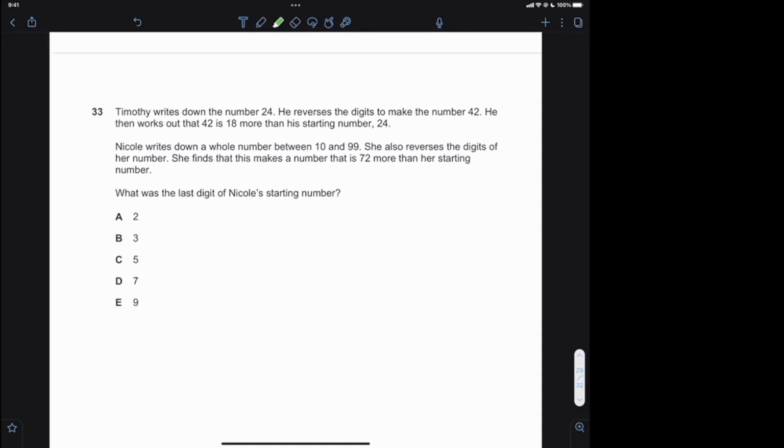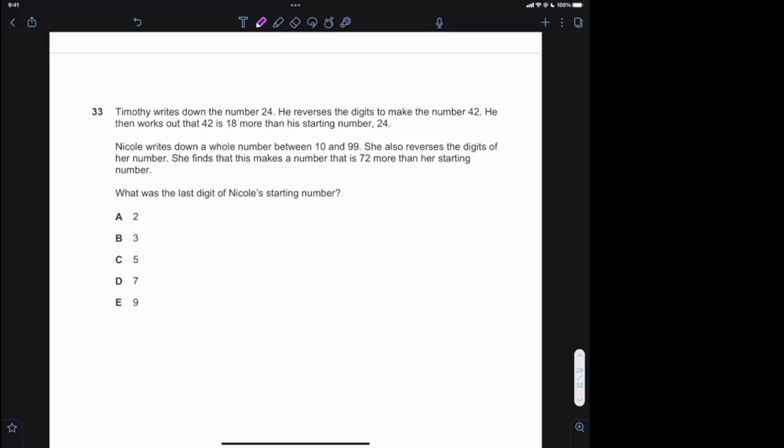Question 33. Timothy writes down the number 24. He reverses the digits to make the number 42. He then works out that 42 is 18 more than his starting number 24. Nicole writes down a whole number between 10 and 99. She also reverses the digits of her number. She finds that this makes a number that is 72 more than her starting number.